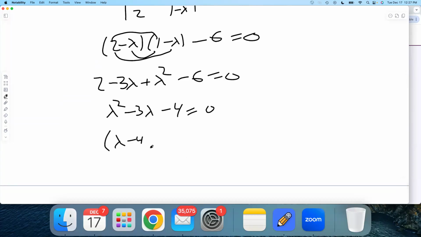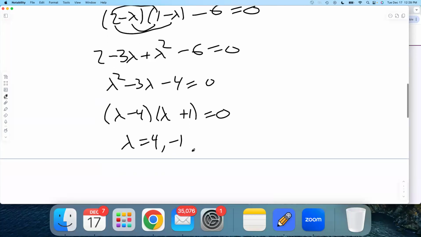That factors. If you can't factor that immediately in your head, you're not very good at factoring. Get better at it. We get 4 and negative 1. Let me pause and make sure that was right before I get too far in this. Okay, so we got our 2 eigenvalues.